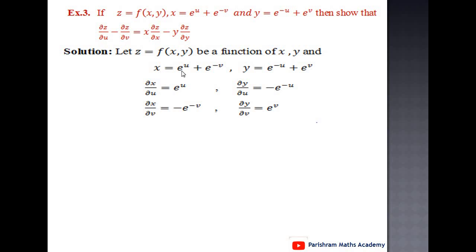Derivative of x with respect to u: derivative of e raised to u is e raised to u, derivative of second term is 0. Derivative of x with respect to v: derivative of first term is 0, derivative of e raised to minus v is minus e raised to minus v.